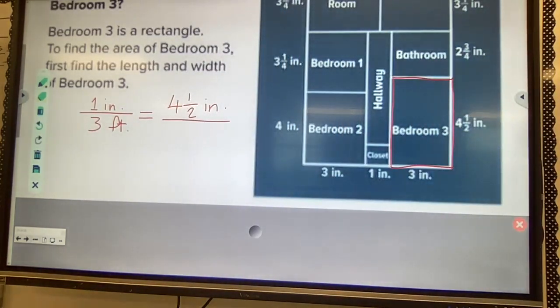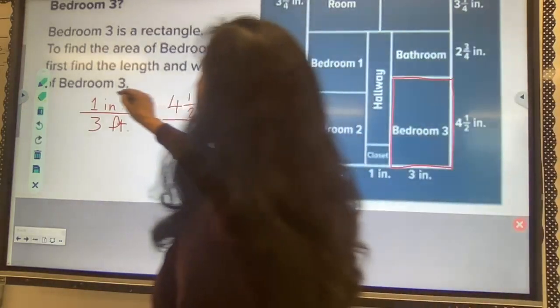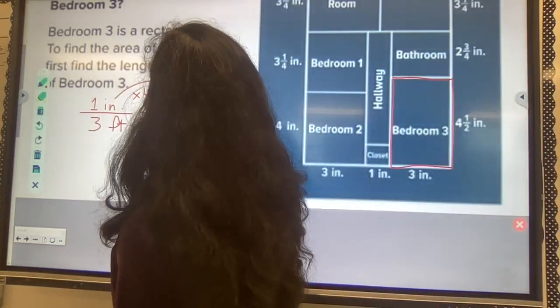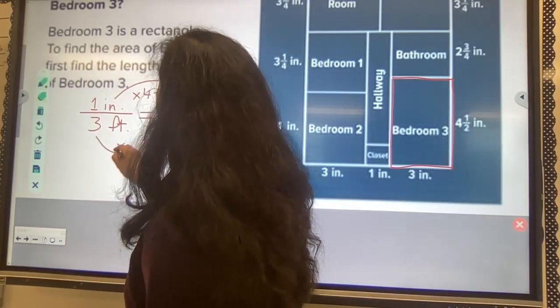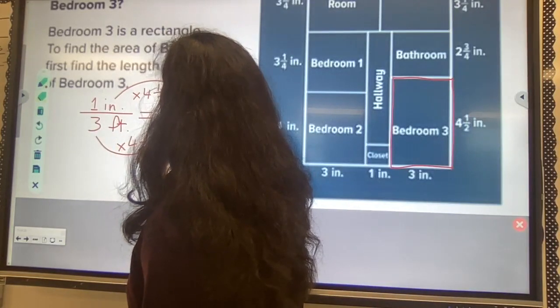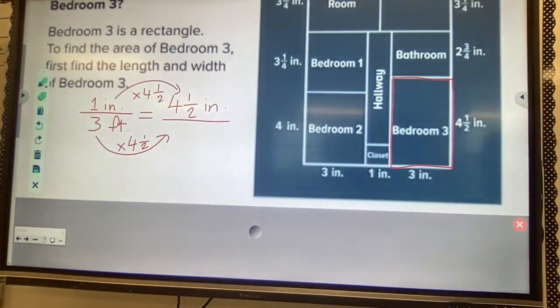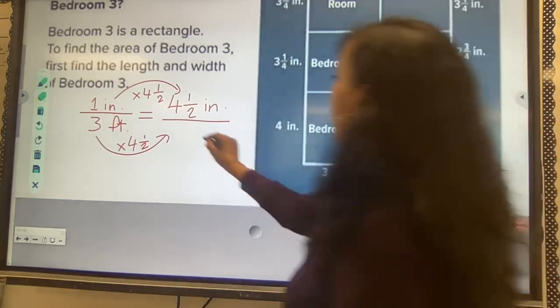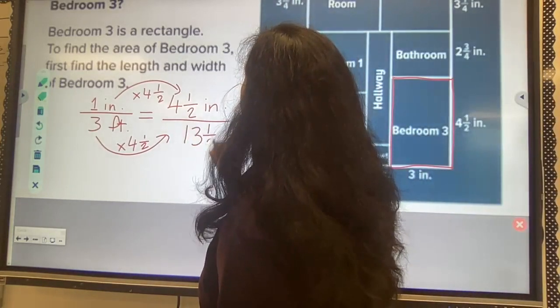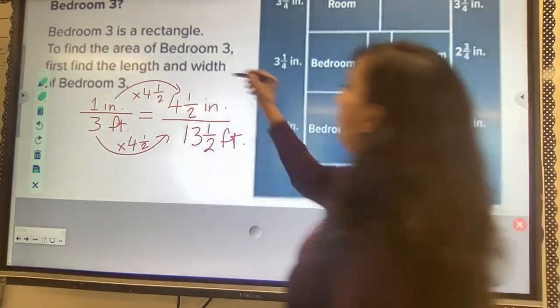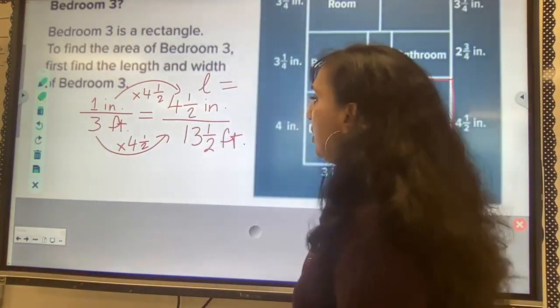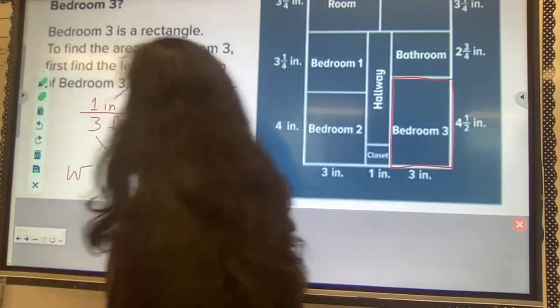So all I'm doing is 1 times 4.5, and whatever I do to the numerator, I do the same thing to the denominator. And if I multiply 3 times 4.5, I am going to get 13.5 feet. Okay, so this is my measurement of the length. Length is this much. Now let's look at what the width is.